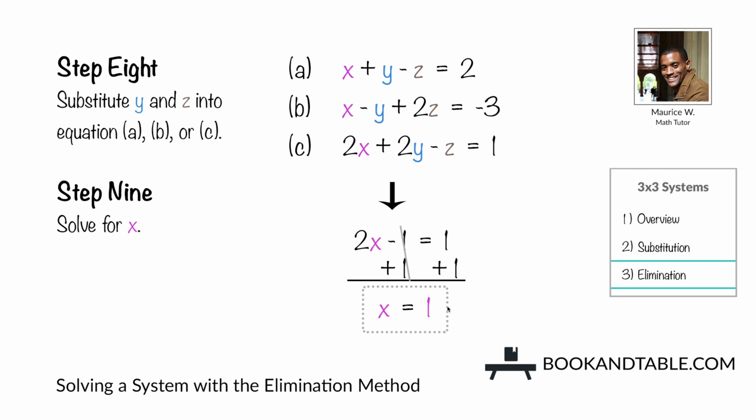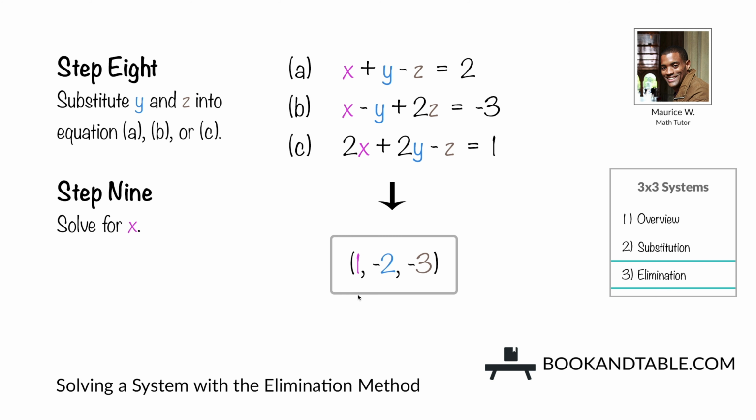So we get x is equal to positive 1, regardless if you plugged y and z into A, B, or C, showing us that the solution to this system is the point where x is equal to 1, y is equal to negative 2, and z is equal to negative 3.